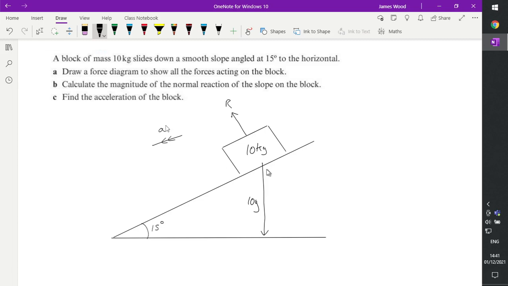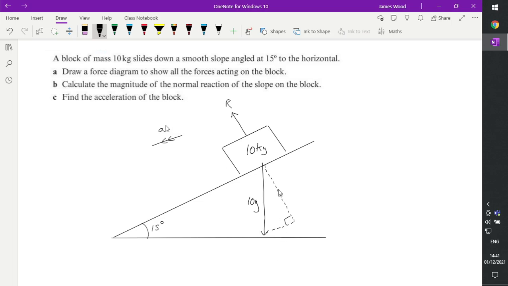Okay. So what we're going to do is split up this weight here into two components, just like we did in the first question. We split into vertical and horizontal. Rather than splitting these forces into vertical and horizontal, when we're dealing with slopes, we split them into parallel to the slope and perpendicular to the slope. So what I'm going to draw is a right angled triangle on here. Okay, so that's 90 degrees in there.